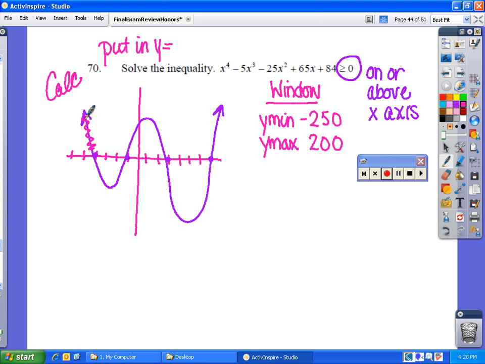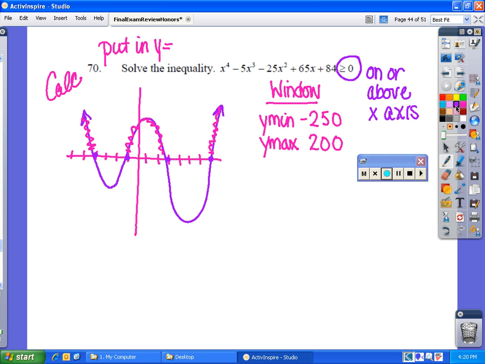Shading those parts in, we see that we have the left end of the graph, and then we have the hump in the middle, as well as the right end of the graph. These are all above the x-axis. Because it says greater than or equal to, we can also include these closed points or the zeros on the x-axis.